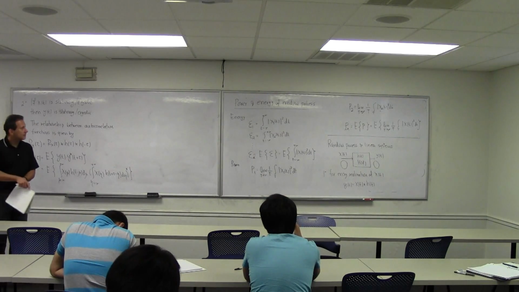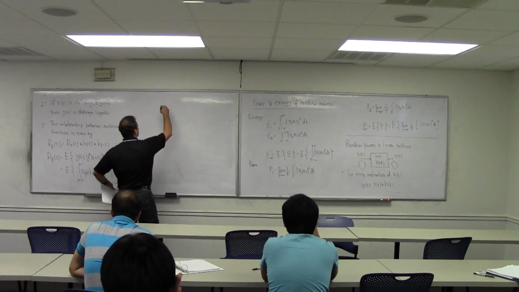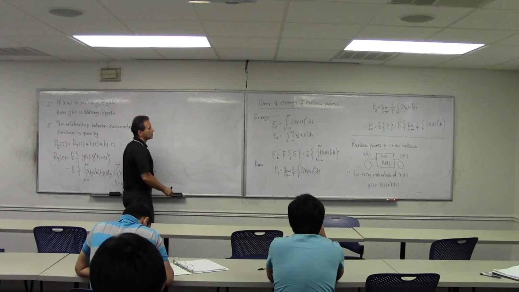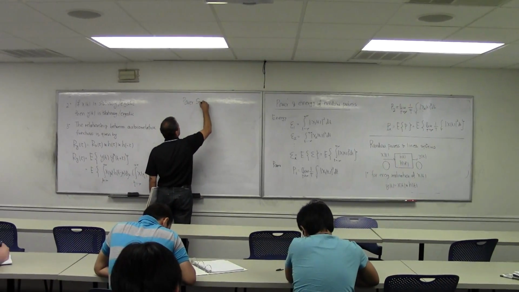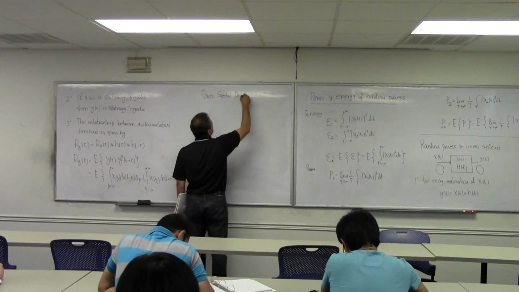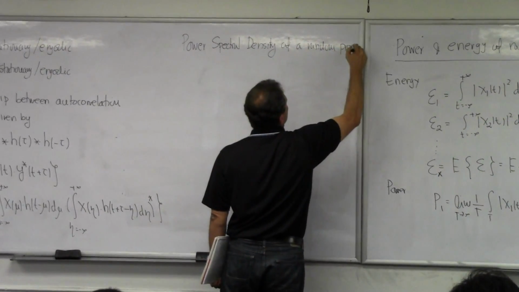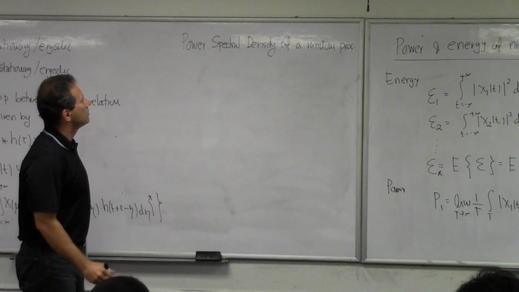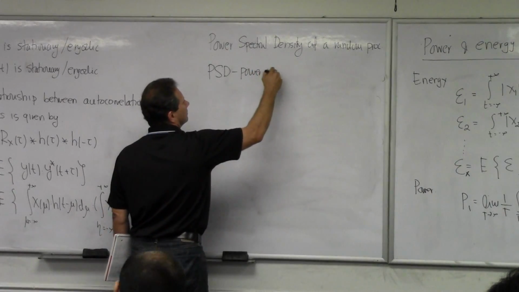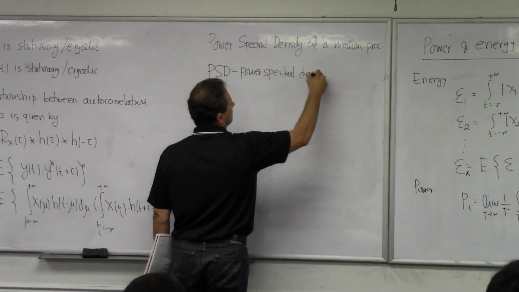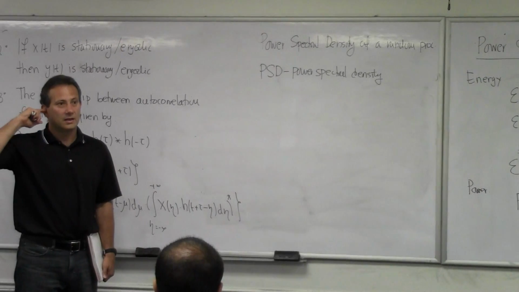So how do I define the frequency domain representation of the random process? We're going to define a quantity that is called power spectral density of a random process. This one is called PSD. PSD stands for power spectral density. Okay. This is going to be our representation of the random process in a frequency domain.